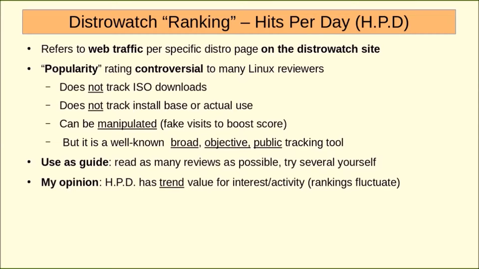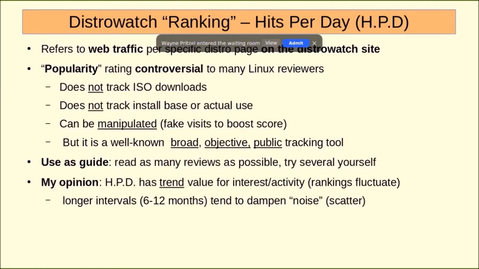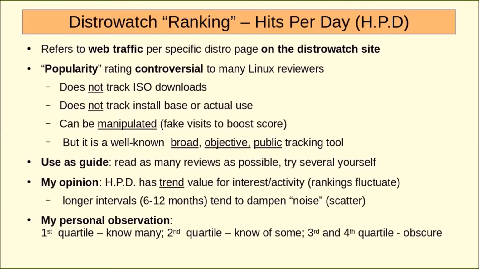In my opinion, the hits per day does have trend value, and it shows the interest or current activity of people looking at this particular distribution. Now, the precise rankings will go up and down with time. They have it for the month and 3 months. I think if you go 6 to 12 months out, you'll dampen the scatter, the statistical noise, and give you a little bit better view, but it's not a very precise ranking.